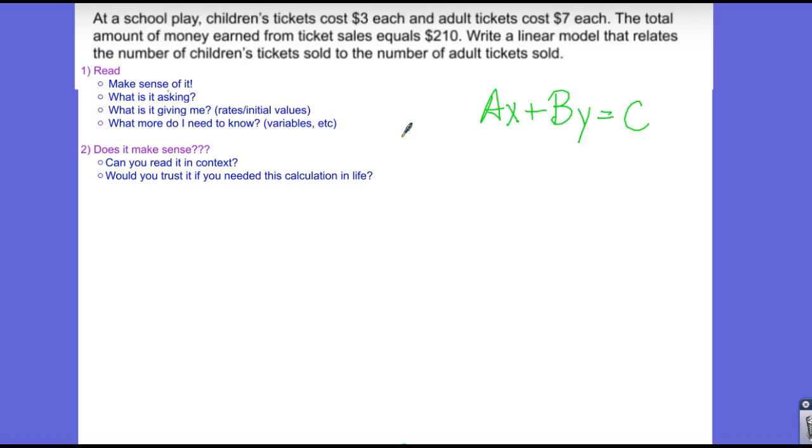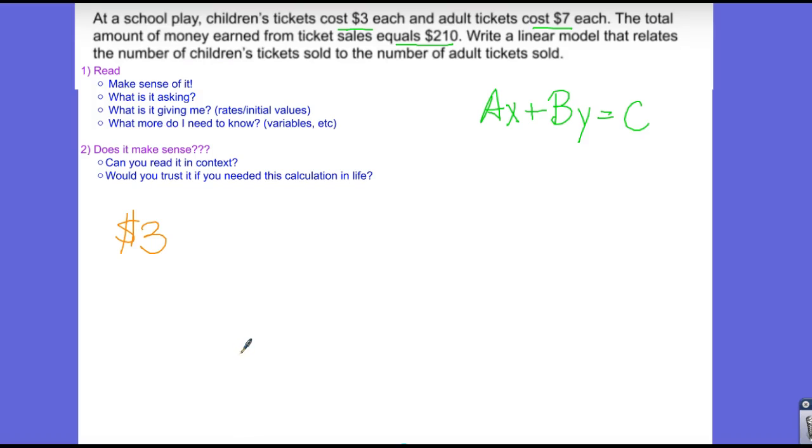At a school play, children's tickets cost $3 each. Adult tickets cost $7 each. The total amount of money earned from ticket sales is $210. Write a linear equation that relates the number of children's tickets sold to the number of adults' tickets sold. So what's it asking me? I don't know how many children's tickets, I don't know how many adults' tickets, but I know what the cost of each is, and I know what we sold. So children's tickets cost $3, adult tickets cost $7, and we made $210.